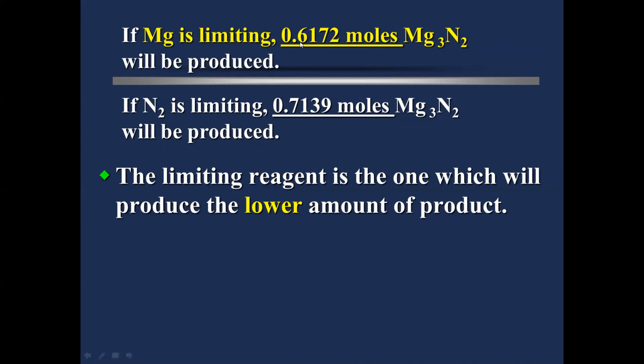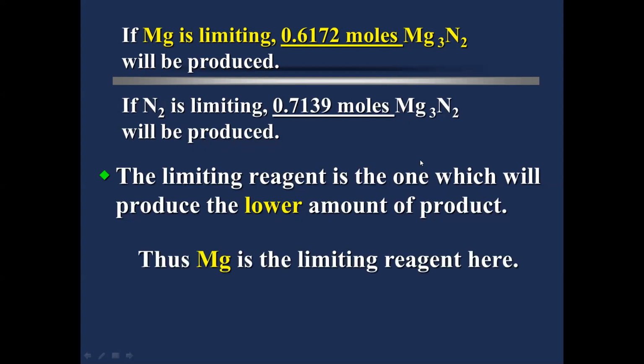That means when we produce 0.6172 mole of the product, the reaction has already stopped because the magnesium is used up. We cannot continue to produce further product. Simply, it's because Mg is gone. Okay, so nitrogen is in excess.